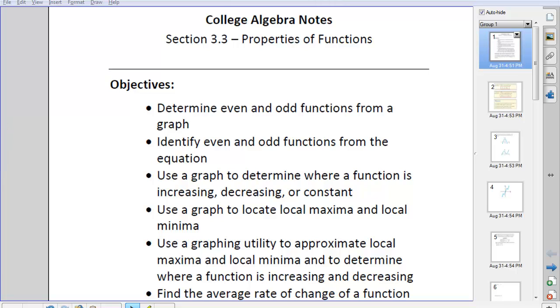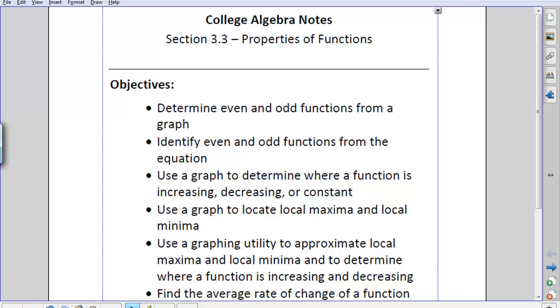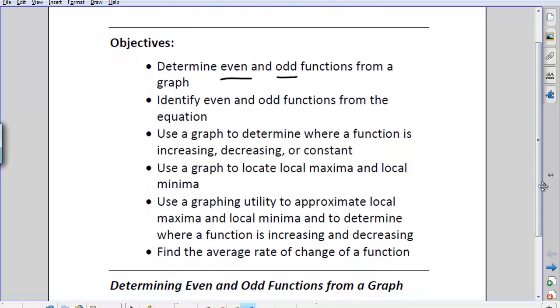Okay, section 3.3, we're looking at properties of functions, and really in this section just looking at a few different properties of functions, learning some new vocabulary, and going to be looking at some graphs. And so we're going to look at what's called even and odd functions and see what those are. We've got a couple of different ways we can determine exactly what an even or an odd function is, and so we'll be looking at that. And we'll also be looking at some pictures of graphs to see where they're increasing, decreasing, or constant.